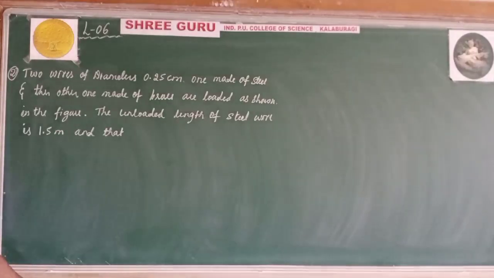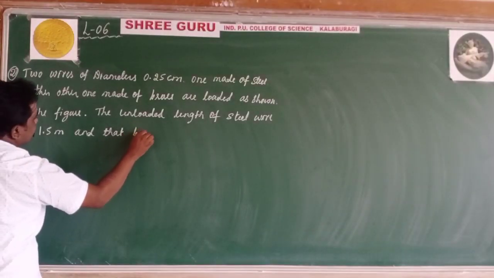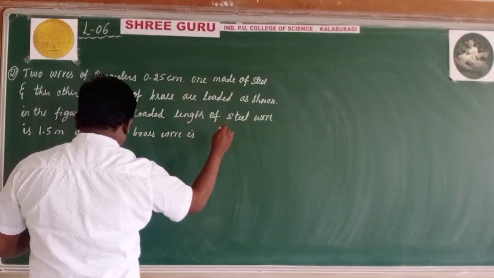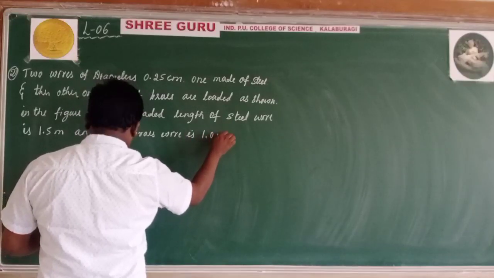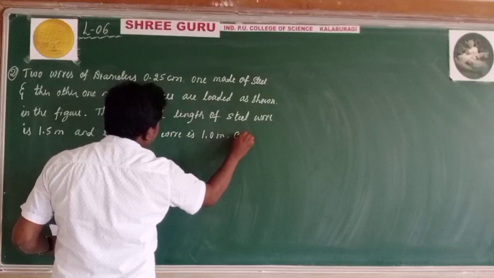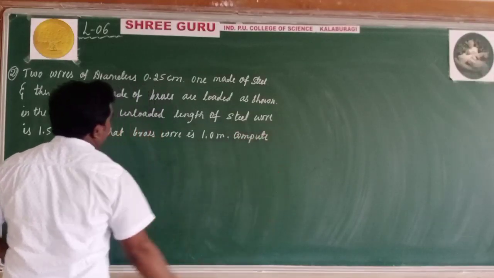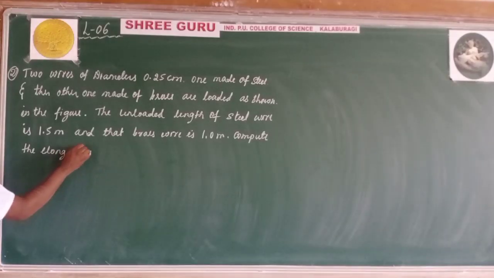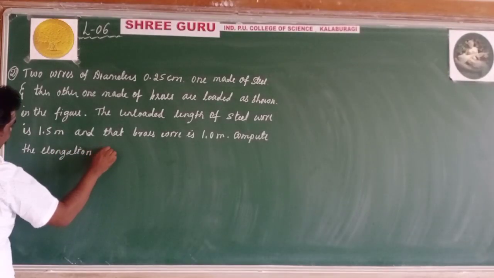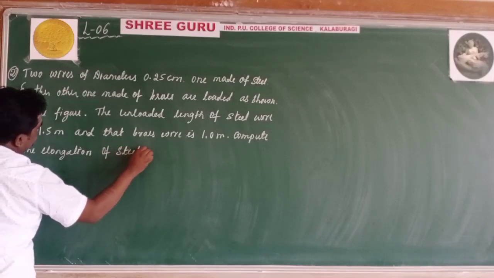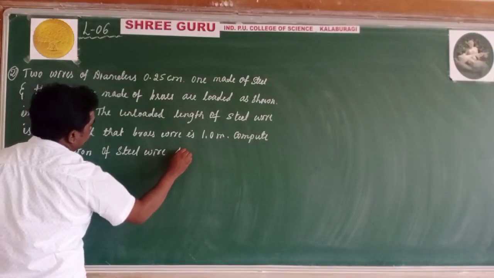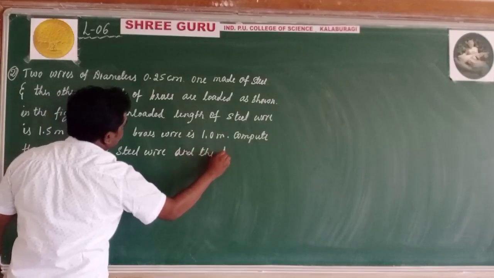and that of brass wire is 1.0 meter. Compute the elongation of steel wire and the brass wire.